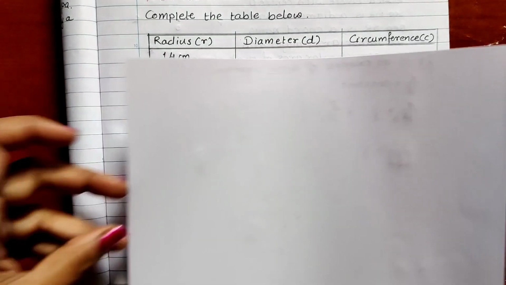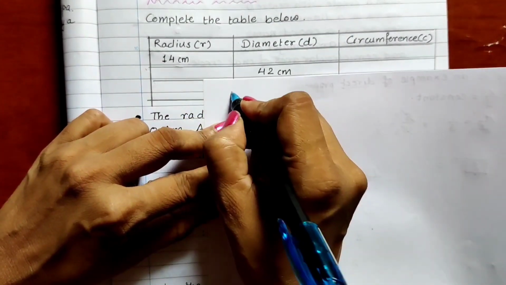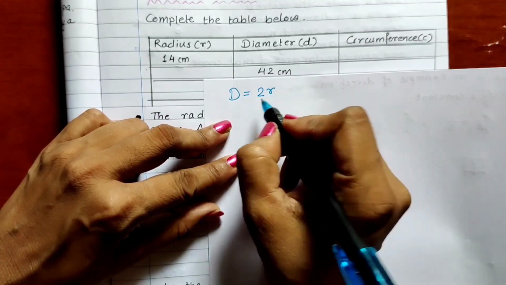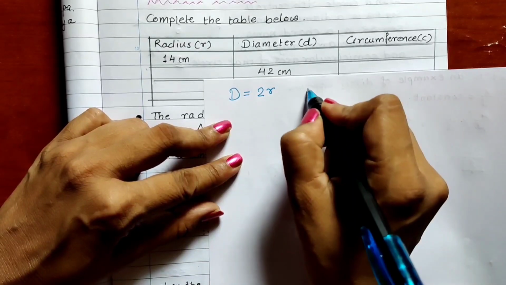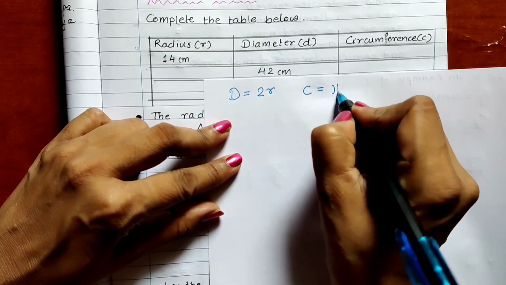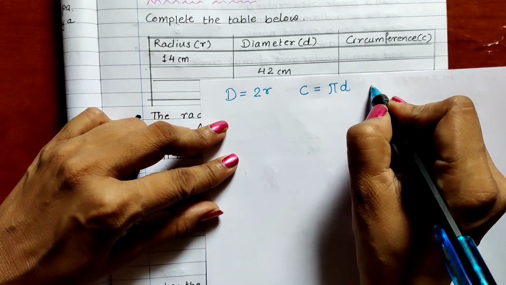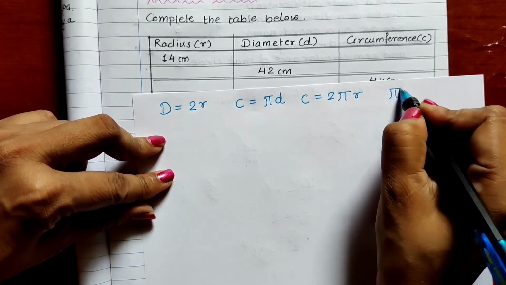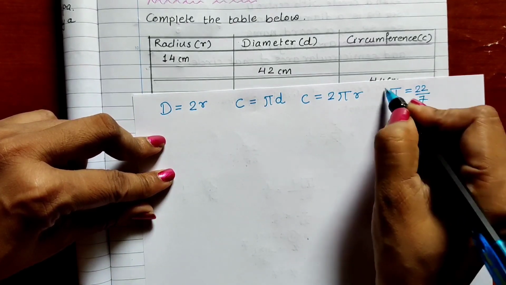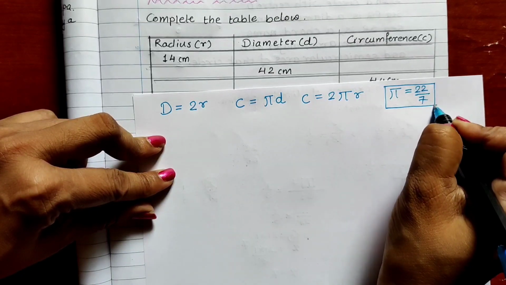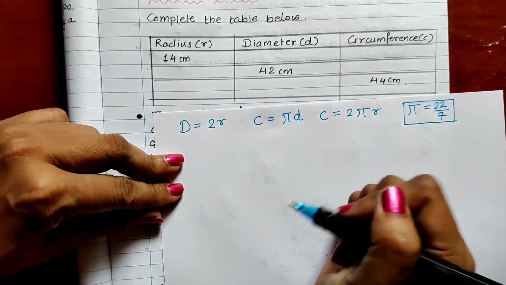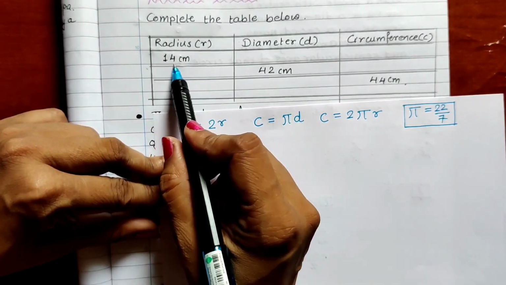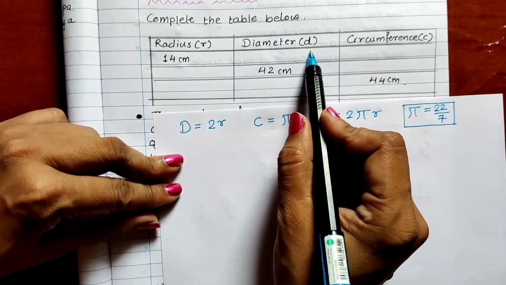So formula for diameter is always equal to 2 into r. 2 multiplied by r. Diameter is double the radius. Formula for circumference is either we can apply pi d or circumference is equal to 2 pi r, and pi value is 22 upon 7. If you remember these 3-4 important points, you will be able to solve this chart or complete this table. So first radius 14 centimeter is given and we have to find the diameter.